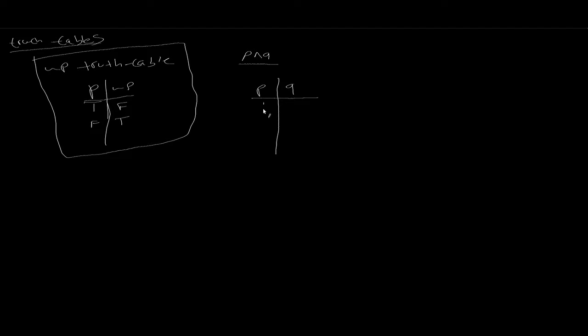We're going to look at P and Q, and then P or Q. So since there's two variables, there's 2 raised to the power 2, that's 4 possibilities. So true and true is true, true and false is false, false and true is false, false and false is false.